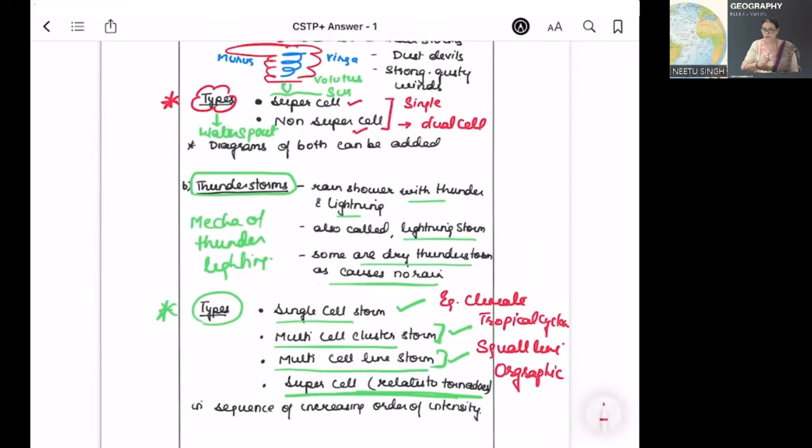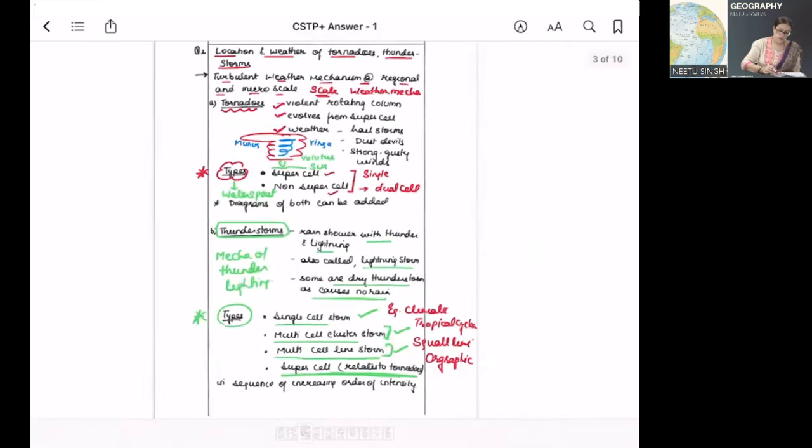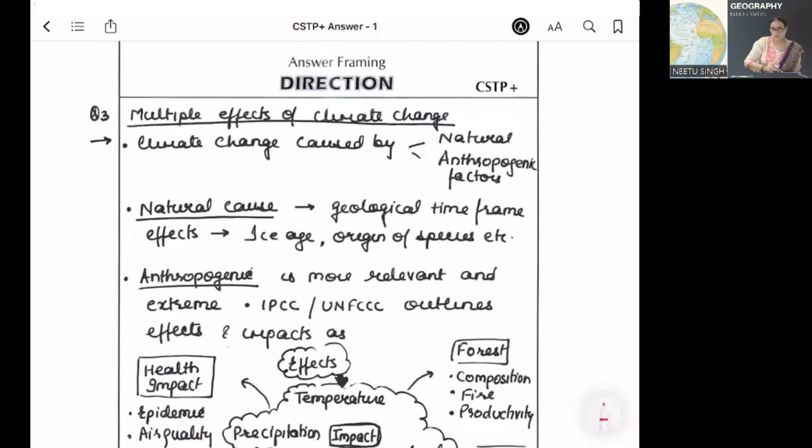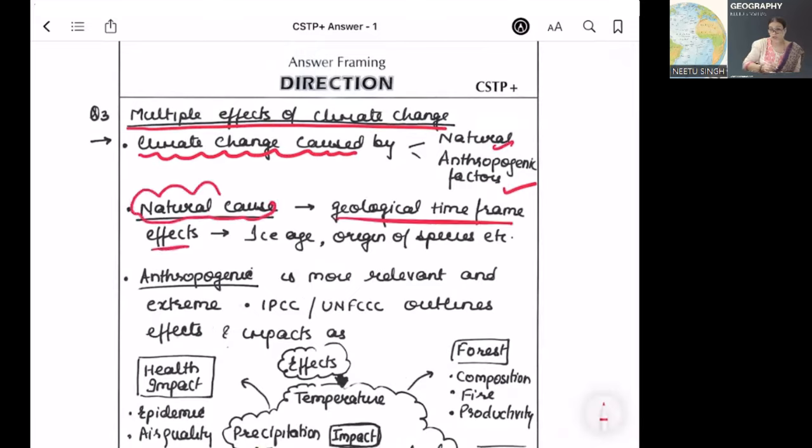One sample case we have taken for geomorphology and a second sample case we have taken for climatology. If I have to prove the point further, the points that make up the difference, what is the approach with which you frame your answer? I have got many examples there. I can continue to scroll with this particular case, an applicable question: multiple effects of climate change. So the answer has to begin with: climate change is caused by natural and anthropogenic factors. Natural causes act in geological time. It is a long time perspective. And anthropogenic is more relevant and extreme.